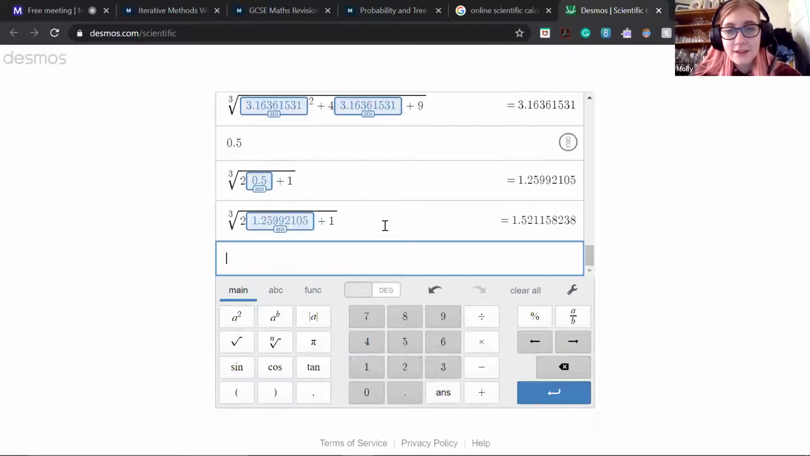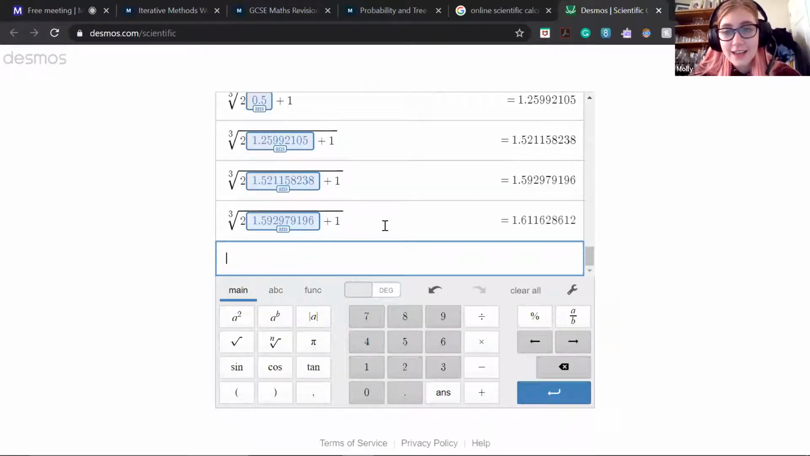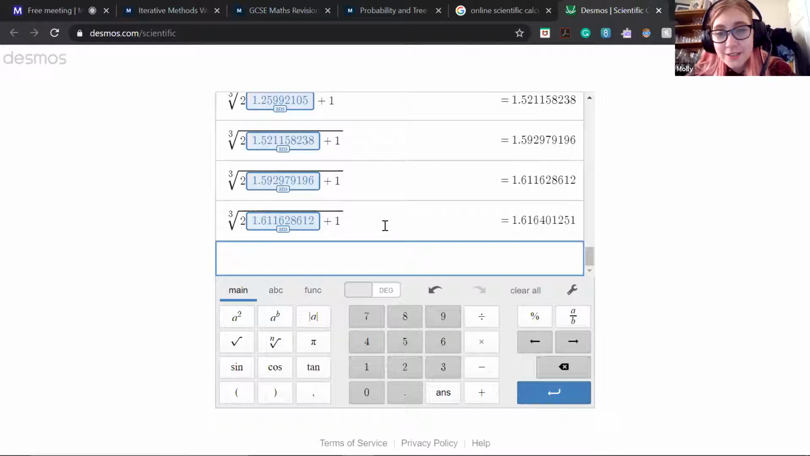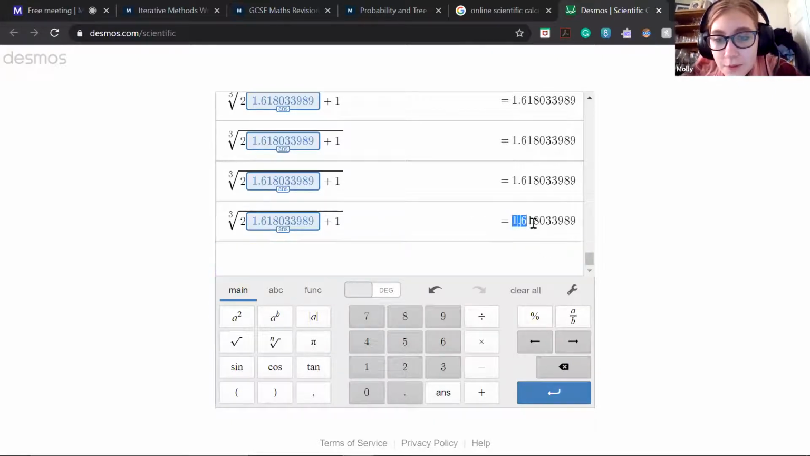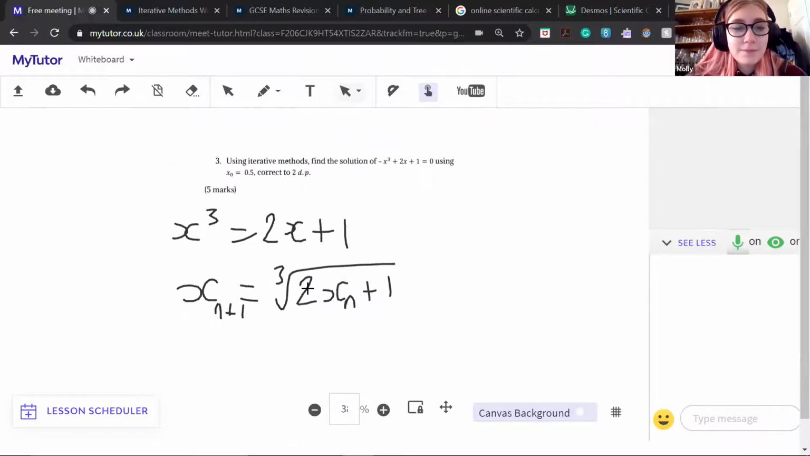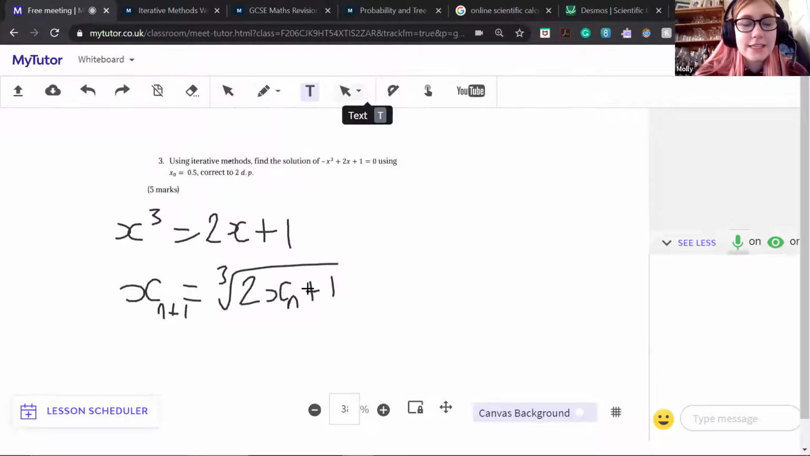And hit enter again and again. And wait until, so this to 2 decimal places was 1.59. This is 1.61. This is 1.62. That one's also 1.62. And we'll be able to tell if we go again and again. There you go. There's our final answer. So this rounds to 1.62. So the answer for this one is x equals 1.62 to 2 decimal places.